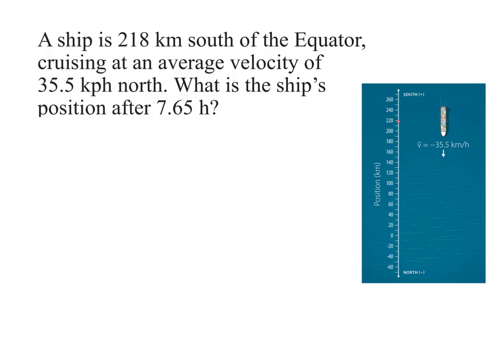Now you'll notice this particular one flips direction. In this case, we have north and south. And north and south, again, typically north is positive, south is negative. As we look at this one, it says a ship is 218 kilometers south of the equator, cruising at an average velocity of 35.5 kilometers per hour north. What is the ship's position after 7.65 hours? And so now what they've done is they've given us different variables.